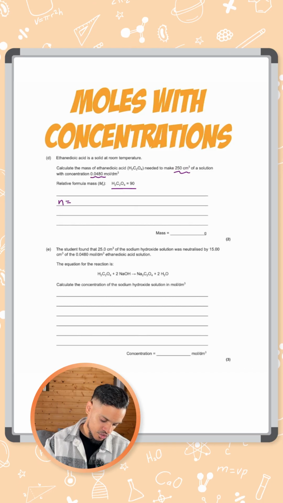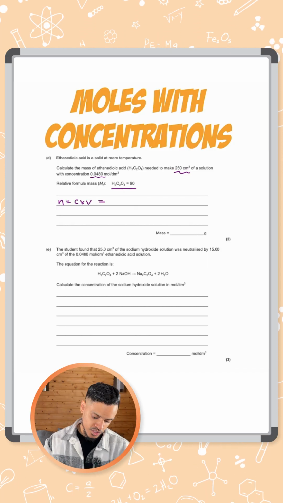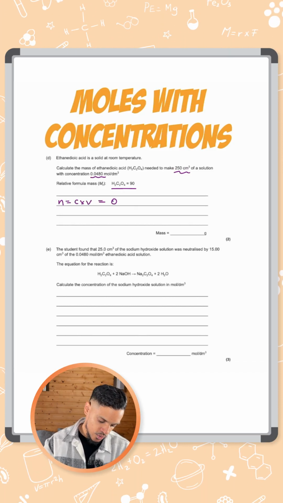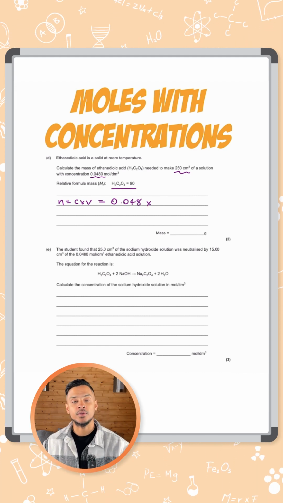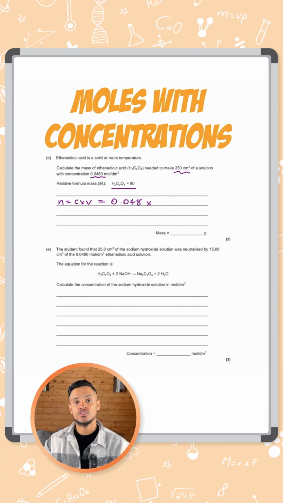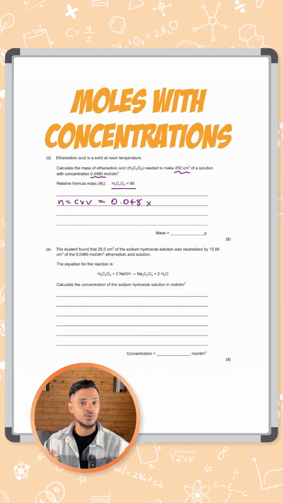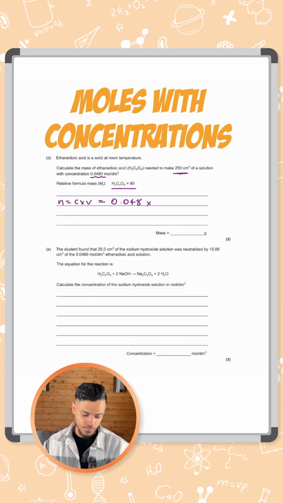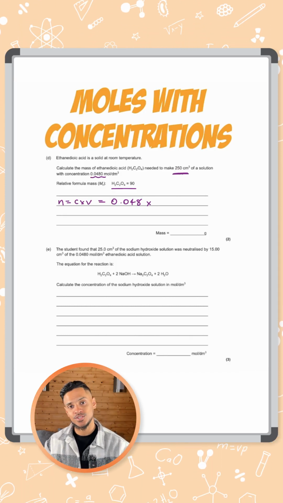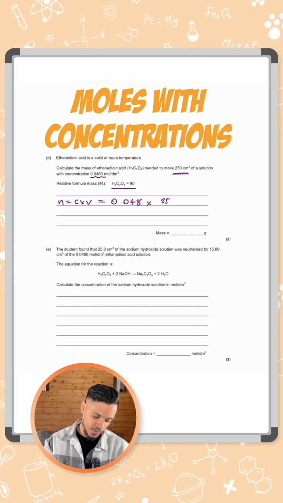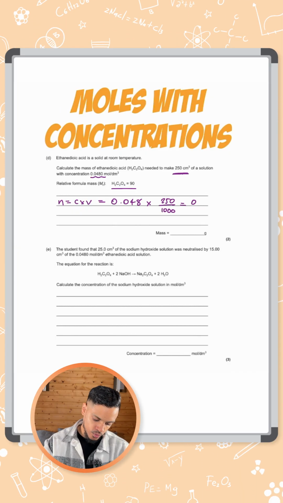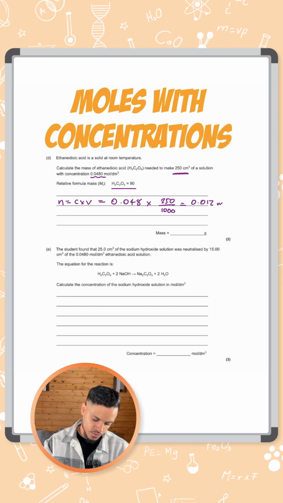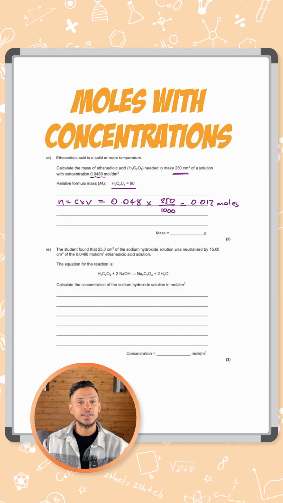Moles is equal to concentration times by volume. So let's get our concentration, which is 0.048, then multiply that by the volume. Remember, when you're using these concentration volume equations, you need to always convert to dm cubed. Our volume is in centimeters cubed, so that means we need to do 250 over 1000. So that will give us 0.012 moles of this ethanoic acid that we have.